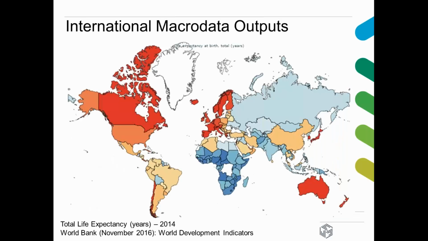And here's a map which just shows you one of the things you can do. This map is produced using our UKDS .stat interface, which is something that you can use in your own web browser. It's really very simple to produce, and yet, as you can see, it's very effective. And here you can see the total life expectancy in years across the globe for 2014.